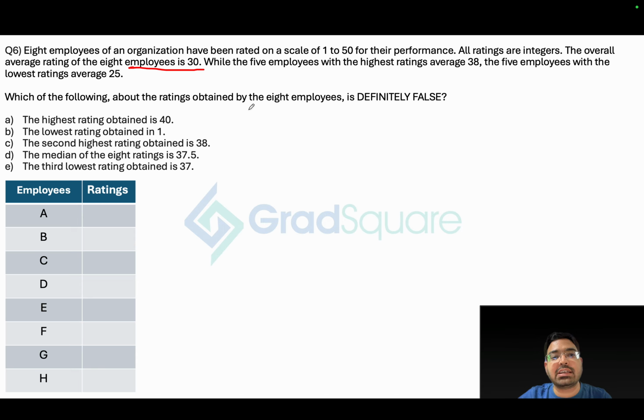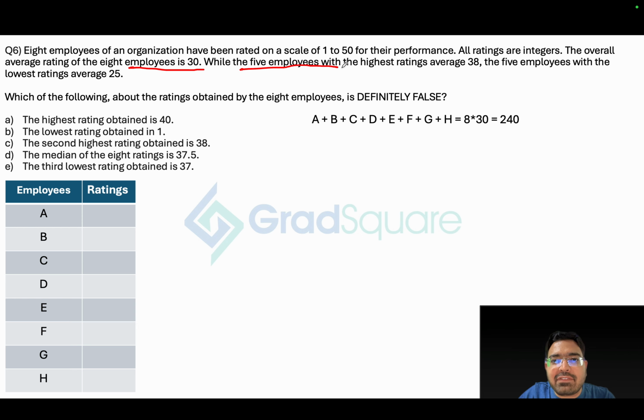If the average rating of all 8 employees is 30, that means the sum of scores of all of these 8 individuals should turn out to be 8 into 30, which is 240. So A plus B plus C plus D plus E plus F plus G plus H will turn out to be equal to 240. Now go a little further.